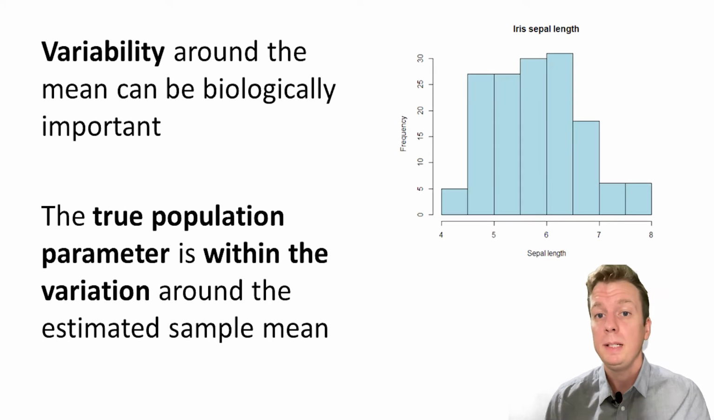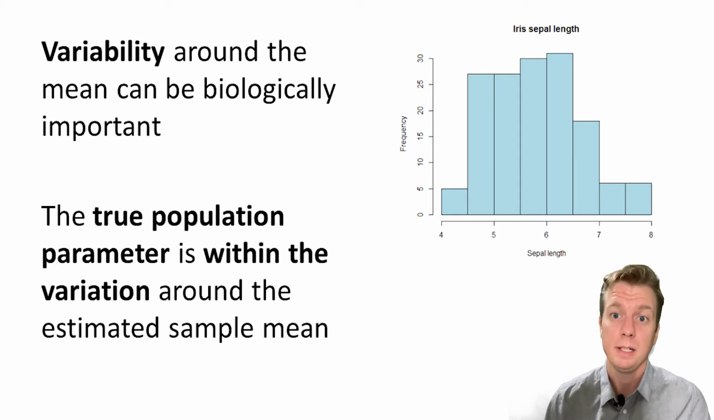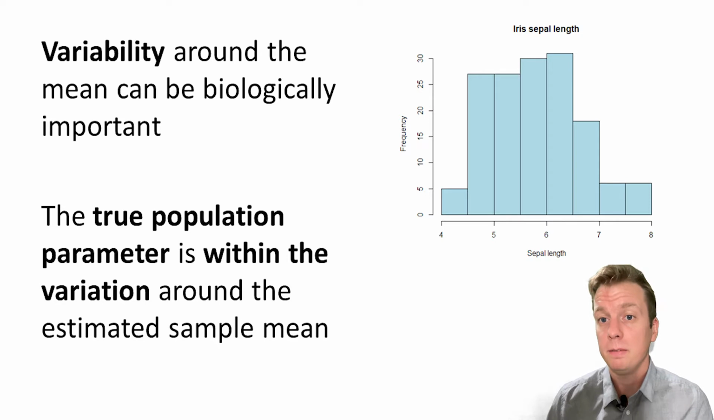While mean, median, and mode are great descriptors of data, it is important to not ignore the shape of your data. Variability around the mean can be biologically important. The true population parameter is somewhere within the variation around our estimated sample mean.